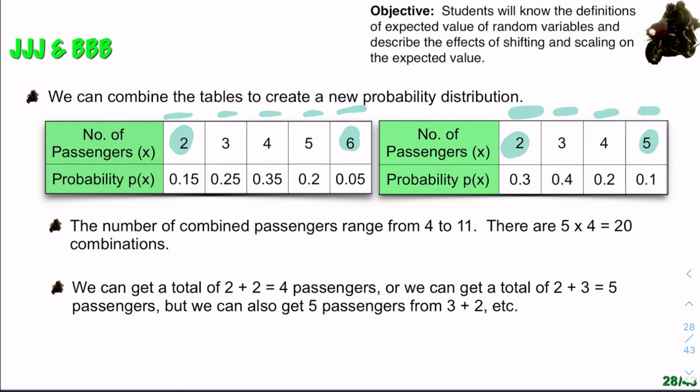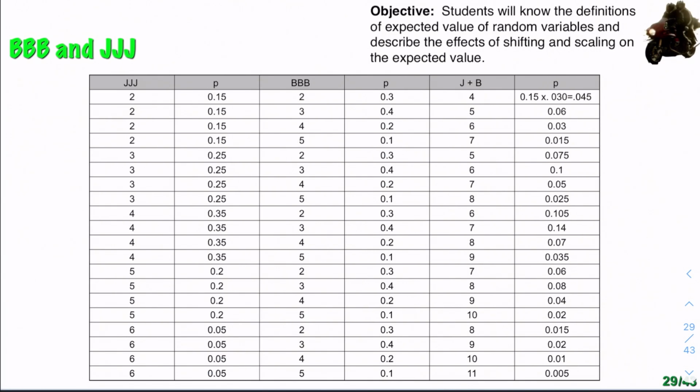We can get a total of 4 passengers or we can get a total of 5 passengers, but also note that ordering does matter. So we have to actually do a little more work of combining these distributions. The goal is to come up with a new probability model for their businesses combined. We are adding them together to find the new expected value.